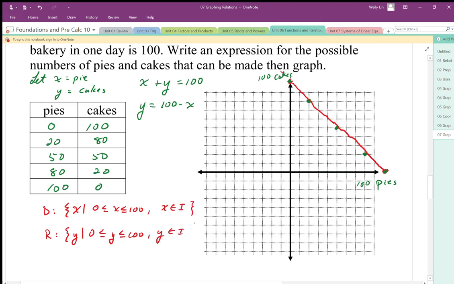Okay, so this would be discrete. So although I've drawn in a line, it is a discrete problem if we just kind of think of not fractions of or part cakes and part pies.